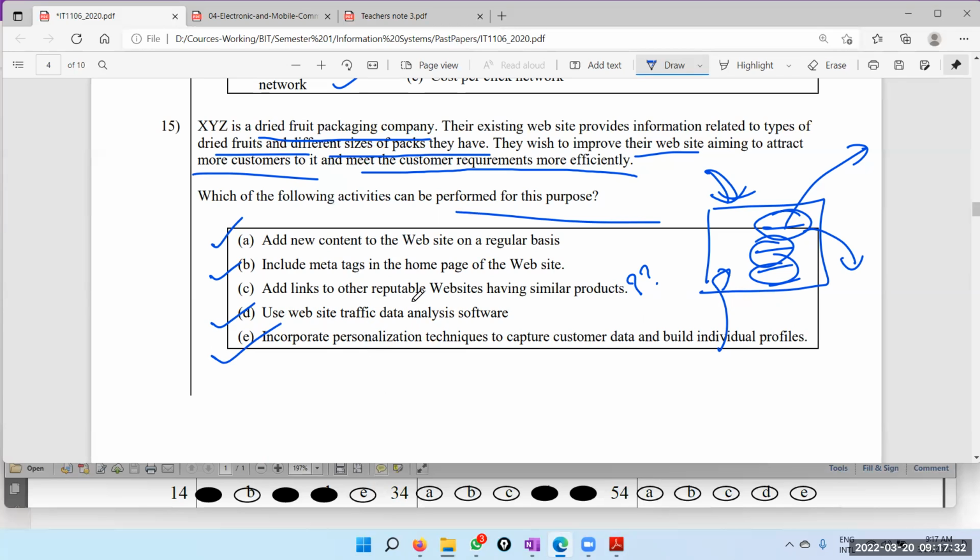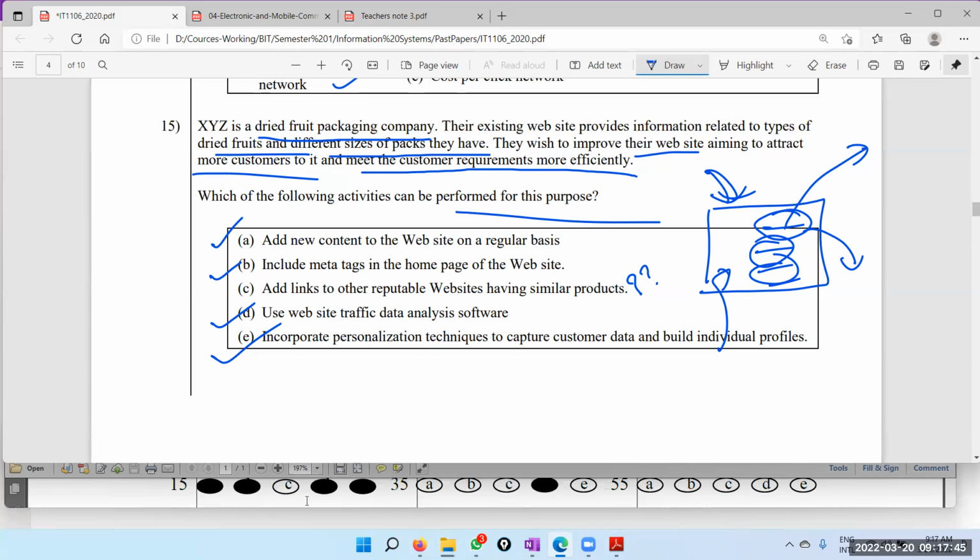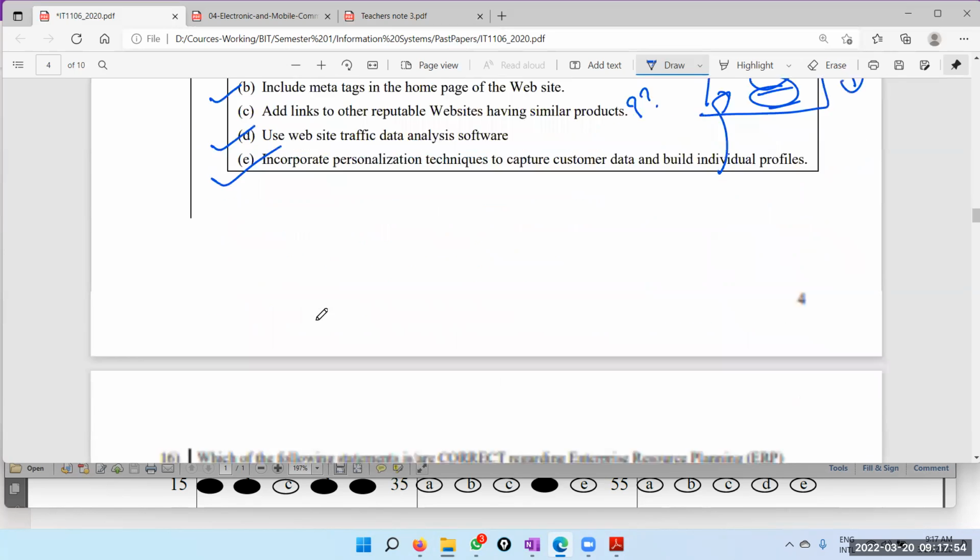I will go for everything because C is sort of a debatable thing, because it may result in people moving out of your page. I will not go for C. So for question 15, they have not taken C because of that risk. A, B, D, and E.